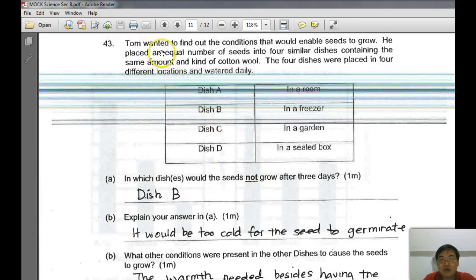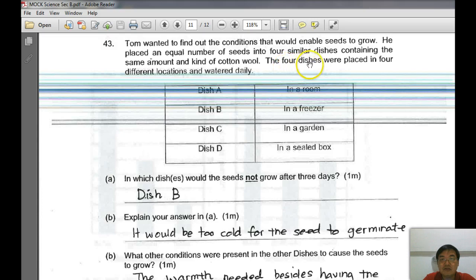Take note. Tom wanted to find out the conditions that would enable seeds to grow. Now he placed an equal number of seeds into 4 similar dishes. Now this is a fair test. The amount of seeds, the number of seeds are the same, containing the same amount and kind of cotton wool. Okay, you do not have a very large cotton wool or some small patches of cotton wools.